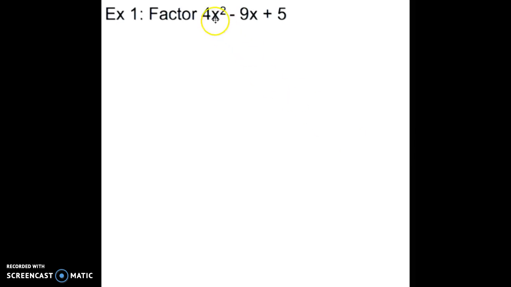Example 1, we're factoring 4x squared minus 9x plus 5. So if you think about how you are going to have numbers set up to make this work, you are going to have your two groups of parentheses. The things that are in the front of your parentheses have to multiply to give you 4x squared. The things that are in the back of your parentheses have to multiply to give you 5.